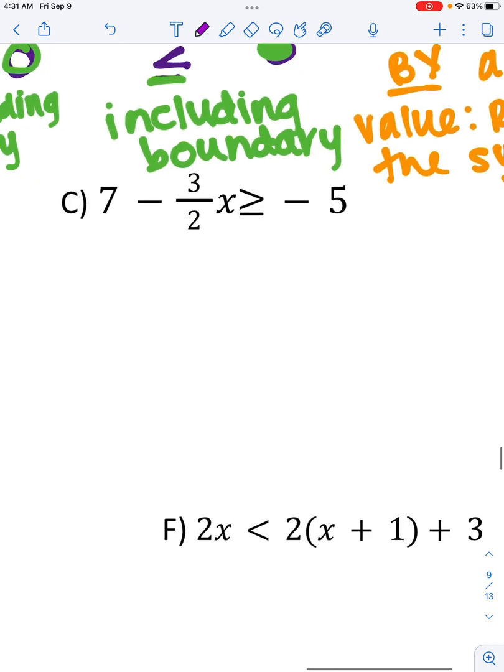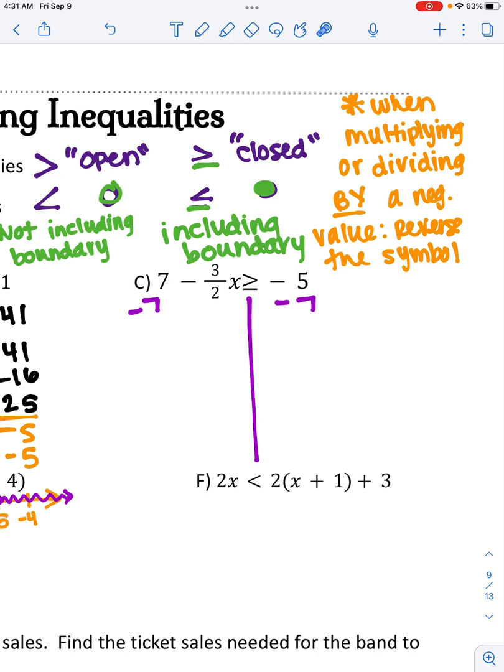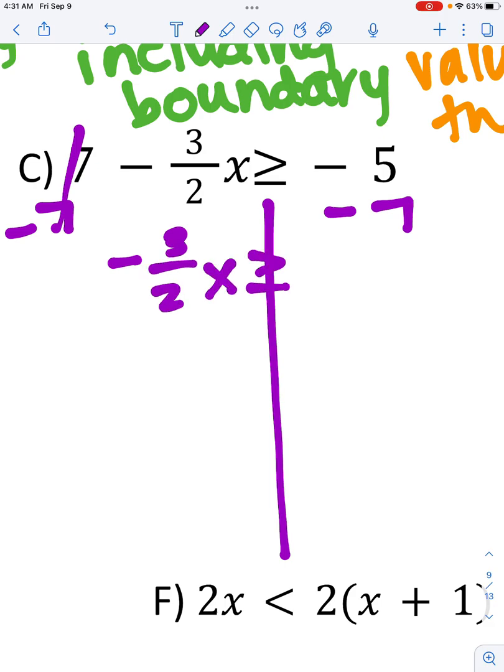And then for C, if I draw my line, remember we want to get rid of the add and subtract before the multiply and divide. So this is a positive 7, so we're going to subtract 7 from both sides. I want to point out, because it's a common mistake, that subtraction is a negative, but it's not multiplying or dividing, so we're not going to use this rule here. So let's go away. And then remember, it's a negative 3/2 x. So carry that negative down, and then negative 5 and negative 7 is negative 12.